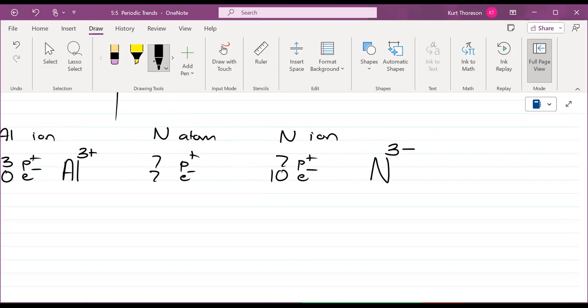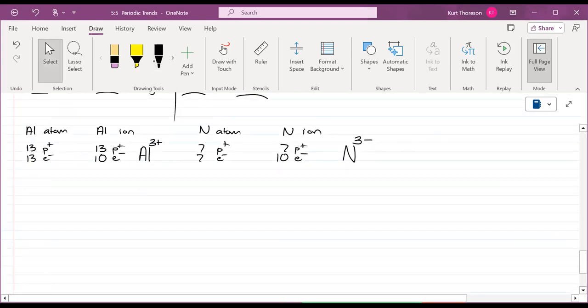If the number is 1, you don't write 1. But if it's greater than 1, 2, 3, and so on, you do write that. So Olive, what would have a greater radius? The nitrogen atom with 7 electrons or the nitrogen ion with 10? The ion would. Okay. So are there any questions on just identifying if it's positive or negative?